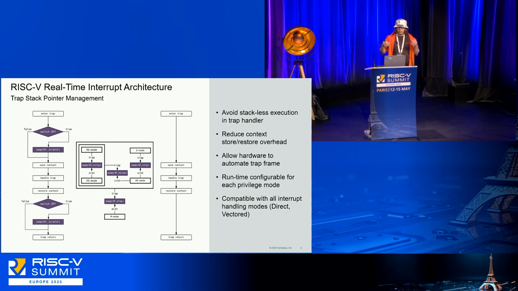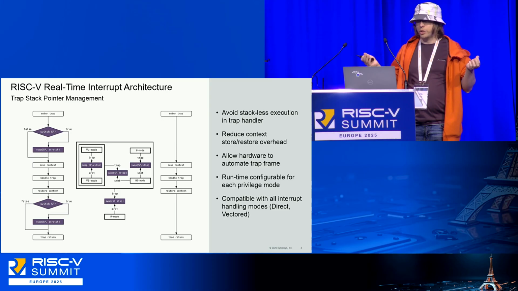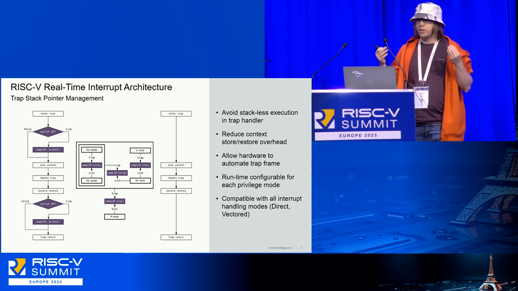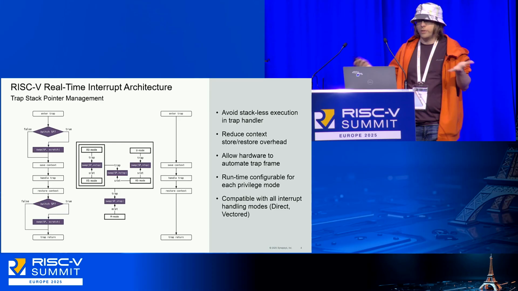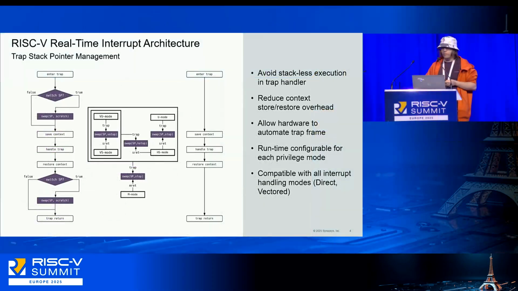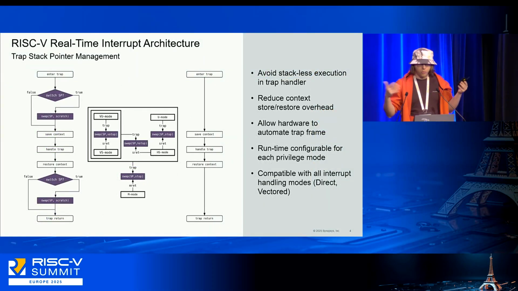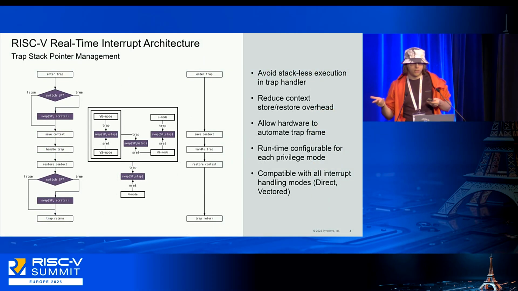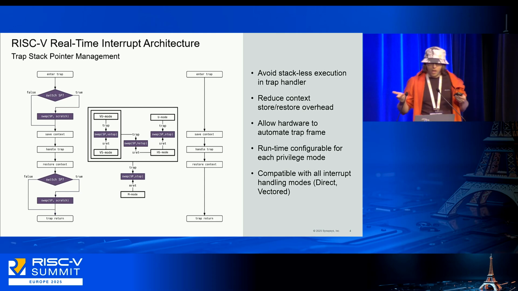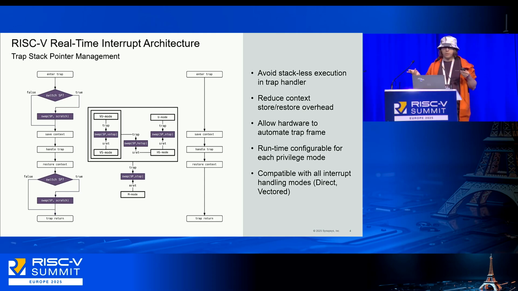The goal here is to avoid this stackless execution in the trap handler, which can be done by swapping the stack pointer by hardware on trap entry and return from trap. It reduces context save and restore overhead, and if needed, it allows automating the trap frame by hardware. Trap stack pointer management is runtime configurable, for each privilege level which is capable of getting interrupts. And it's compatible with all already existing interrupt handling modes, which are direct and vectored.